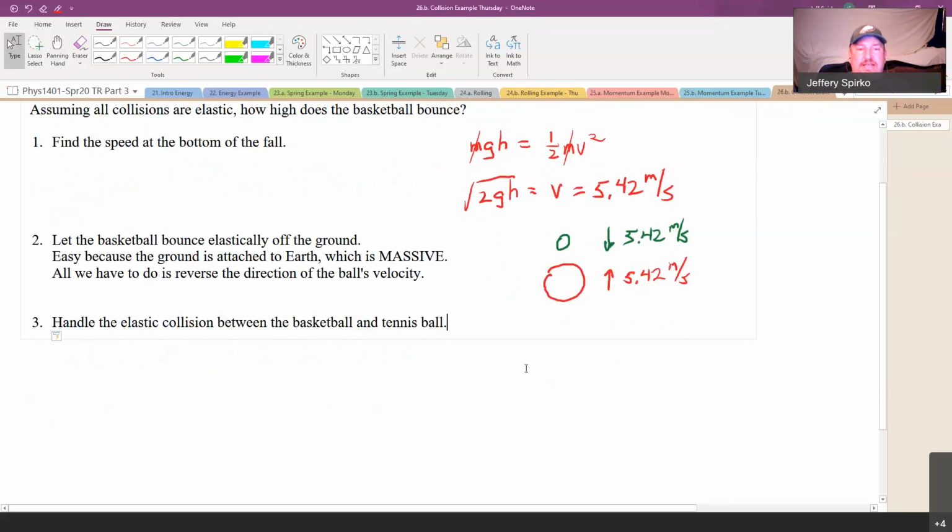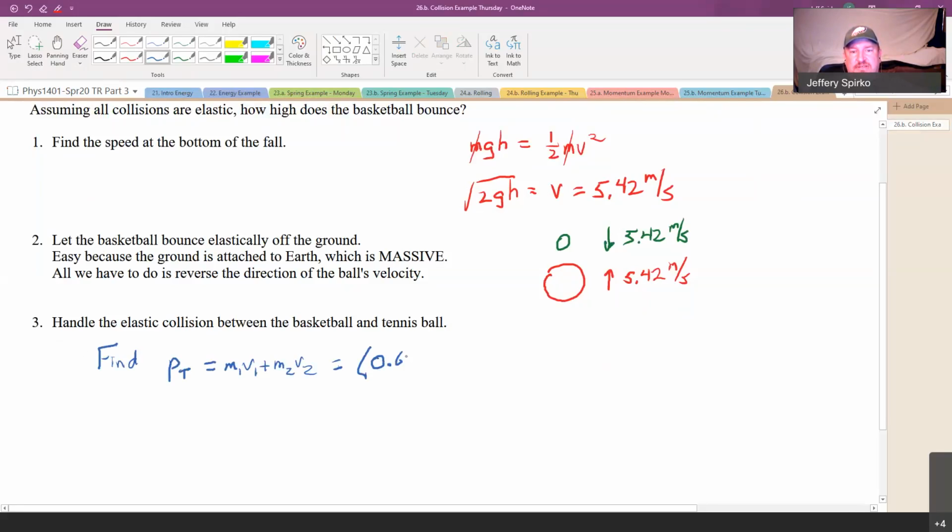Now the video lesson that I posted talks about a method of doing this calculation that involves the center of mass coordinate system and the velocities relative to the center of mass. So I'm going to do that real quick here. First, we find the total momentum, which is m1v1 plus m2v2. So let's call m1 the basketball.